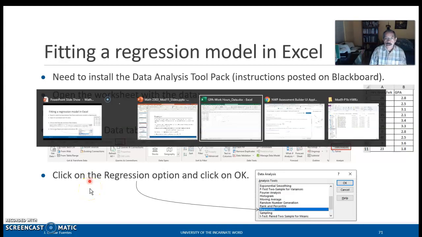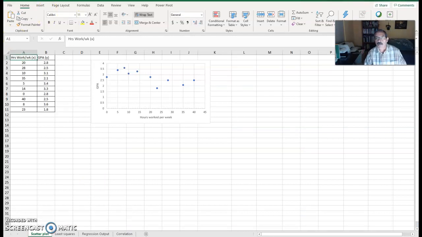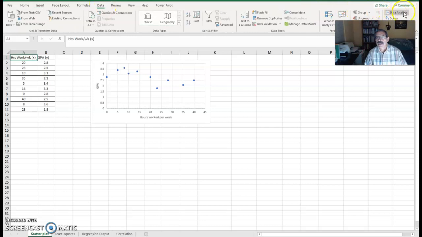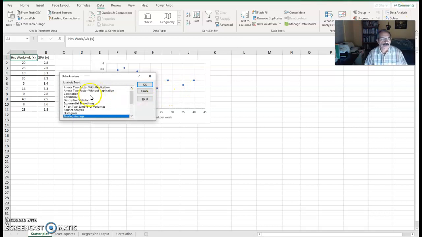So all right, if you have this tool pack installed, once you click on the data tab up here at the top, then you will see this data analysis option here. So click on that, and that opens this window. And so in here, we want to look at the regression option. So when you select this, Excel will use least squares to calculate the coefficients and give you the inference information about the slope parameter. So click on that.